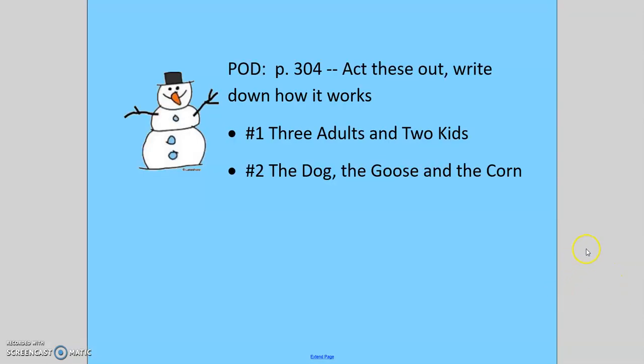So here, when you're doing your homework, try acting these out or using manipulatives, and then write down how it worked. And of course, let me know if you have any questions.